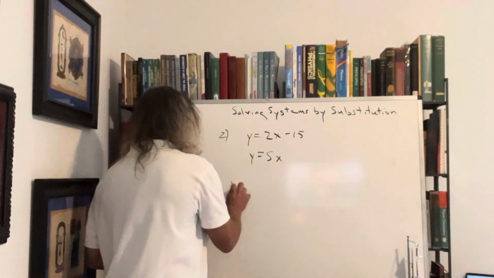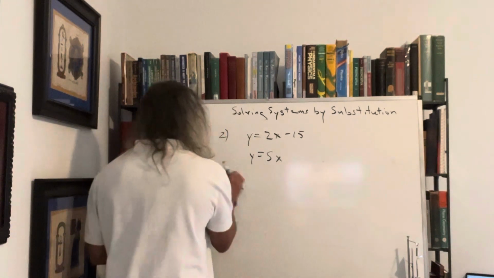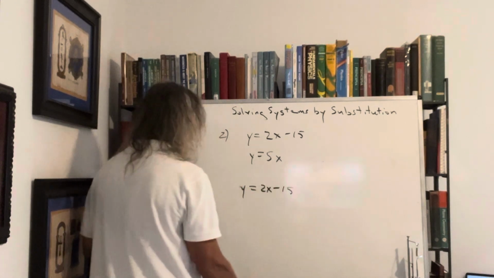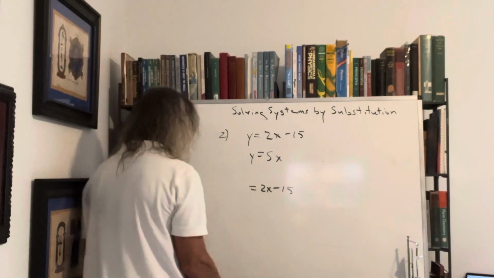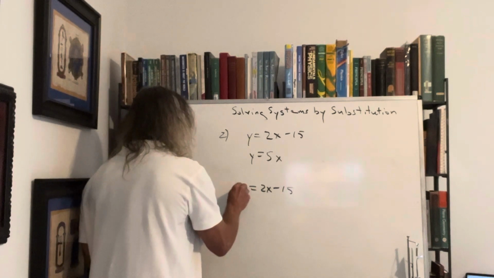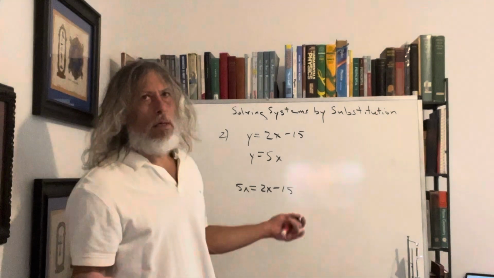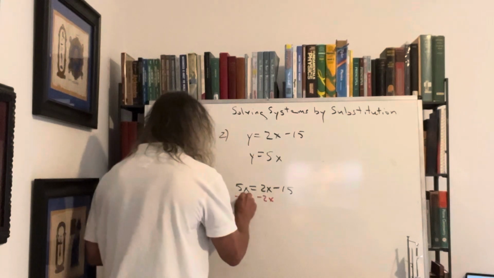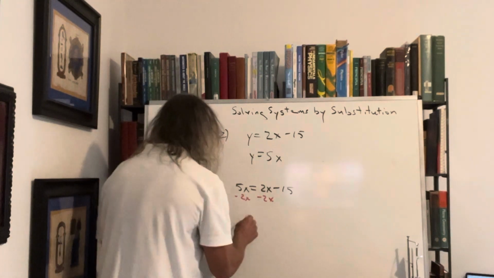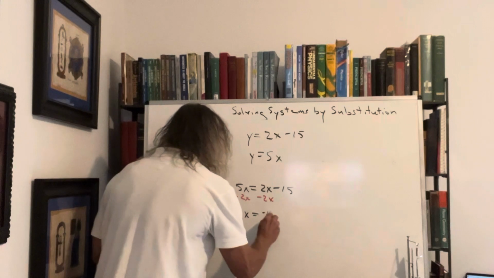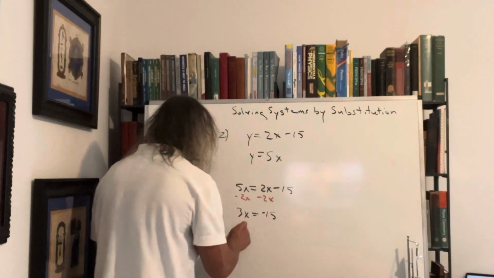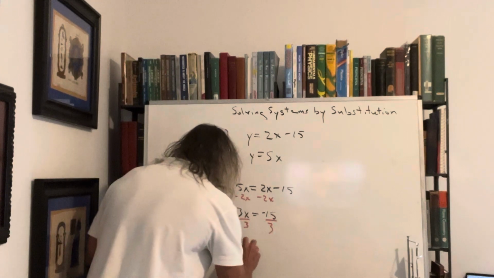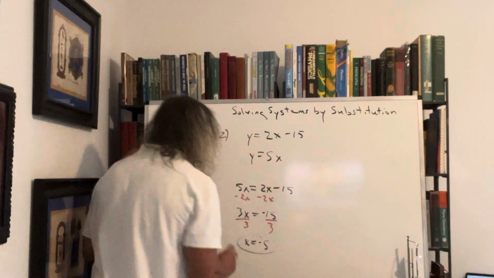So you do 5x, you know, you can think of it like y is 2x minus 15, but y is 5x. If it's 5x, I can put a 5x there, because y is 5x. Then we solve. Subtract 2x. Divide by 3. And x is negative 5.